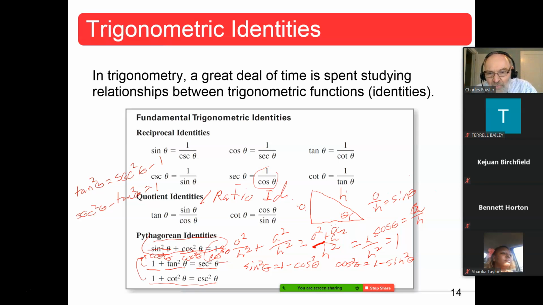They are so useful and helpful. The main one to remember is sine squared theta plus cosine squared theta is equal to 1. No matter what the theta is, that's always true. Okay.